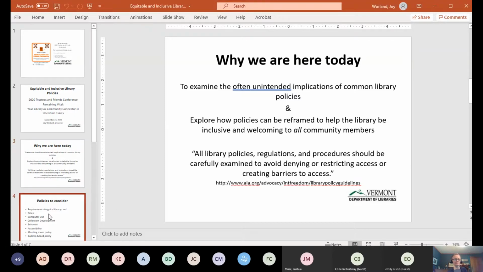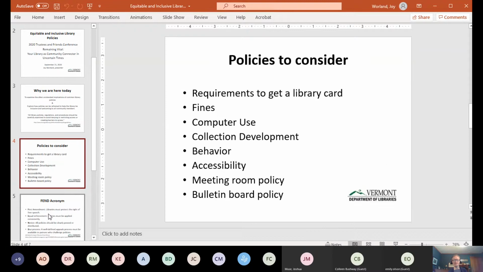Some of the ones we're going to look at today are these. I'll just briefly touch on them, and there are others as well. We probably won't get to all of these today, but I wanted to start with the requirements to get a library card, because that is a pretty significant one, with the barriers that come up. What kind of ID is required to get a library card? Does somebody have to have proof of a permanent address? Some people don't have proof of a permanent address. What happens if they don't have that?